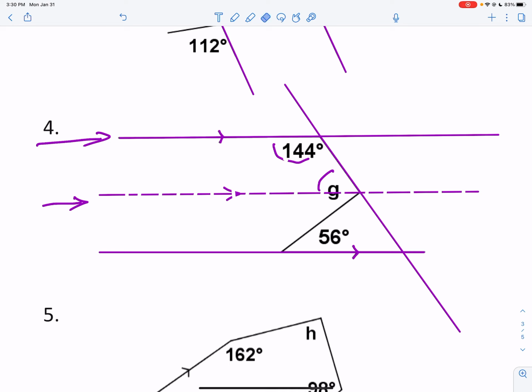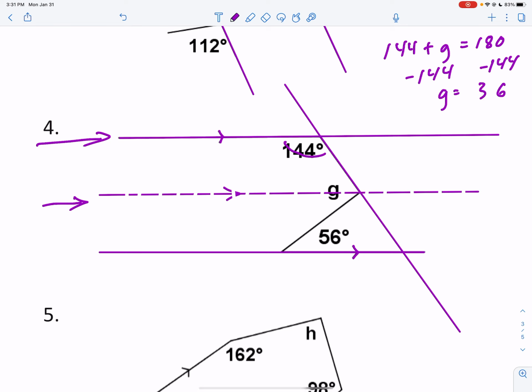But in this case right here, we have this angle, and if I want to figure out what this G is, I need to do 144 plus G equals 180. I feel like this method right here, same side interior angles adding up to 180, so they're supplementary, is the most direct route. So let's subtract 144 to get G is equal to 36 degrees. It would have given me the exact same thing over here, and that's why the alternate interior angles are the same.